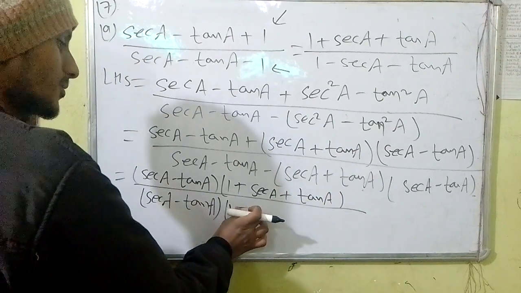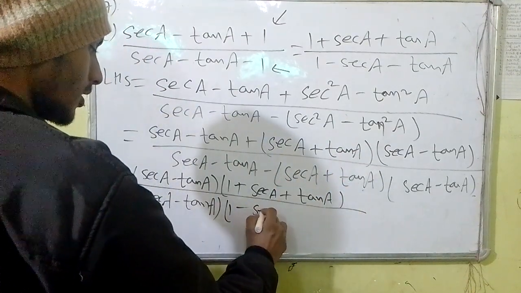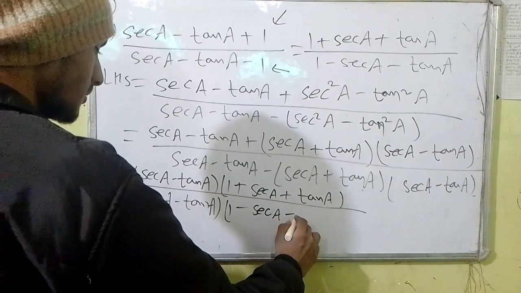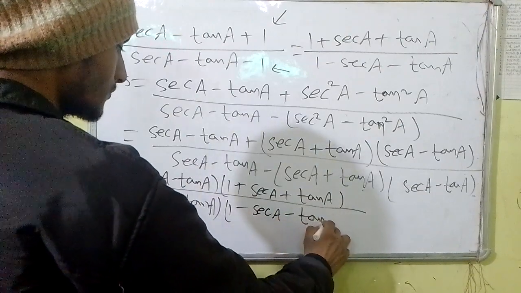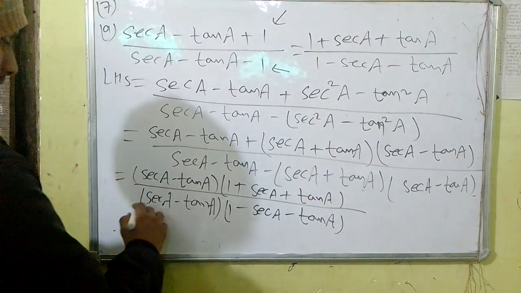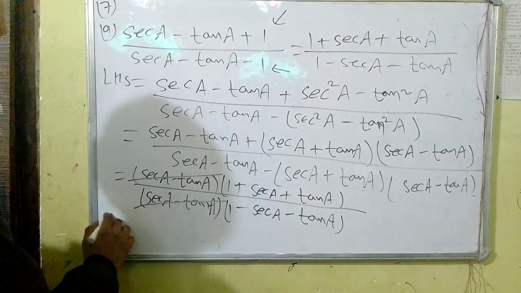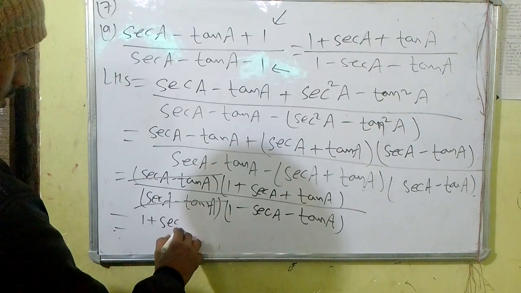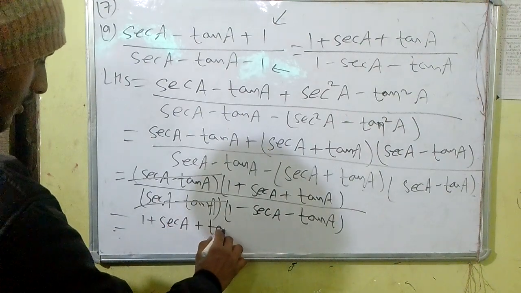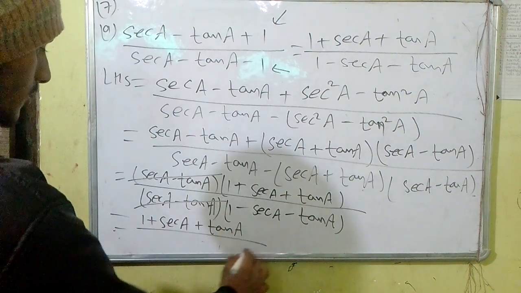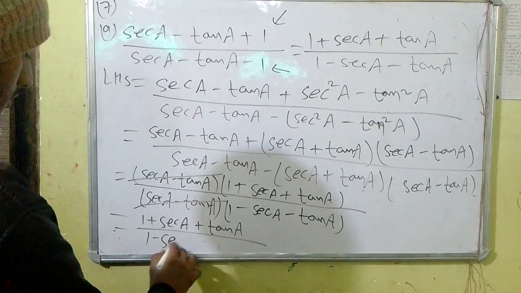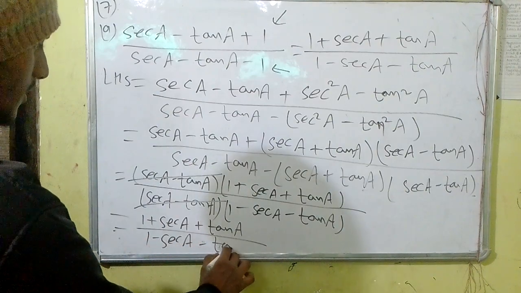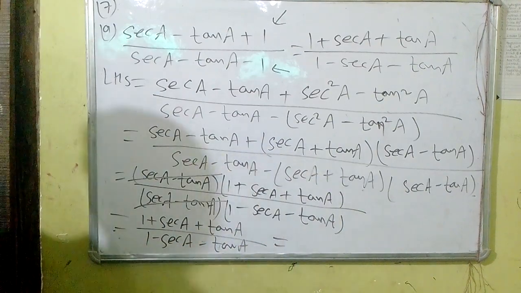But we have to distribute this minus sign into this. So this should become secant A minus tan A. Alright, and now this thing and this thing will get cancelled, and we'll be left with 1 plus secant A plus tan A divided by 1 minus secant A minus tan A. And this is the thing that we have to actually prove.